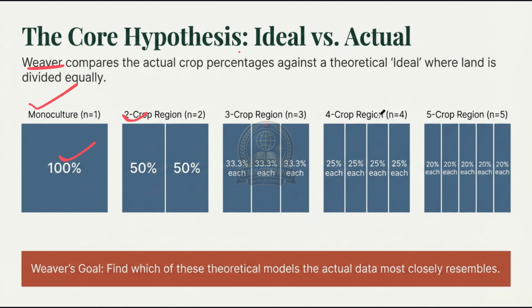Four crop regions, where n is equal to 4, 25%, that means 4 crops with 25% area each. 5 crop regions, n is equal to 5, 20%, it means 5 crops with 20% area of the total area. Weber's goal is to find which of these theoretical models the actual data most closely resembles.